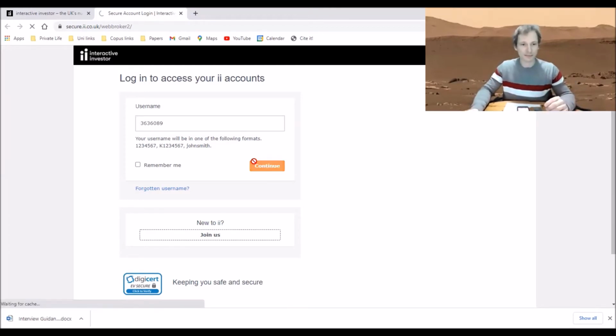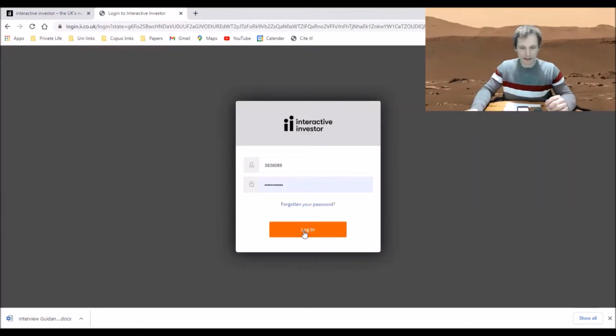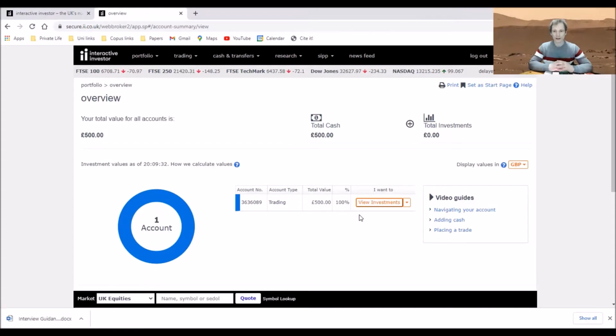And then I need my password, I suppose. So I typed in my password as well, log in. Okay, and here we are. This is my portfolio overview page. So there's one account, and here are my £500 that I paid into this account when I set it up. So I'm currently invested 100% in cash. Pretty spectacular. And I assume this is where all of my shares and assets are going to show up.